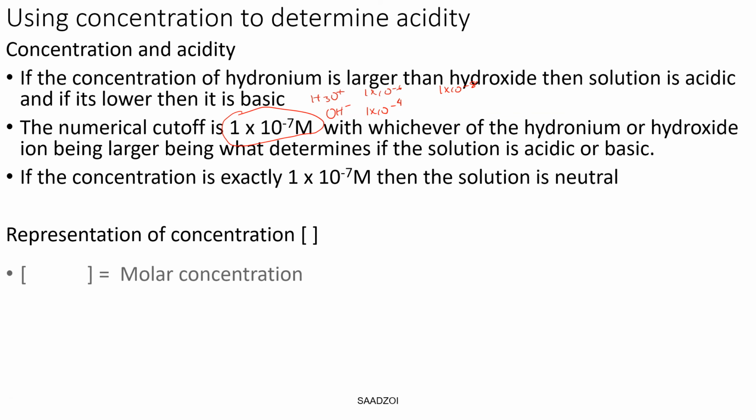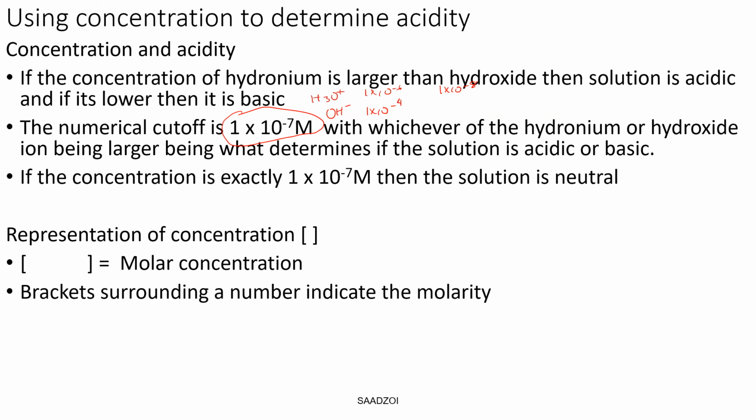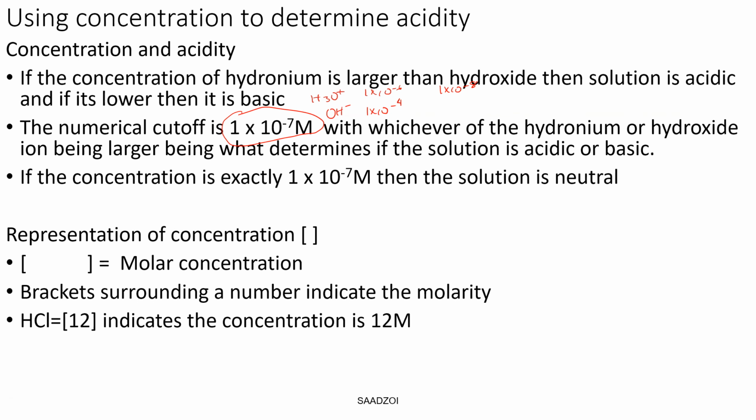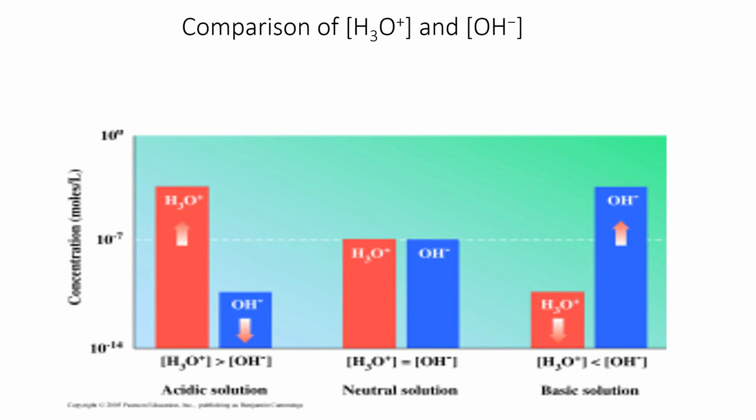Different ways of representing concentration. One of the most common ones is brackets. When you see brackets, it's telling you that's the molar concentration. The number inside is your concentration. So that tells you you have a 12 molar concentration. Whenever you see brackets around a number, assume that's your concentration.